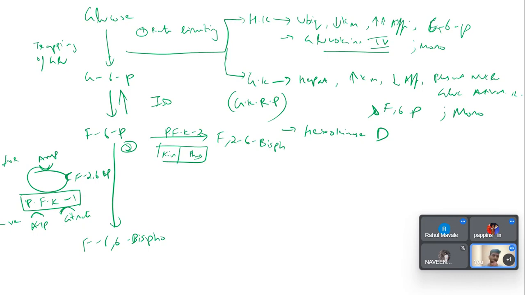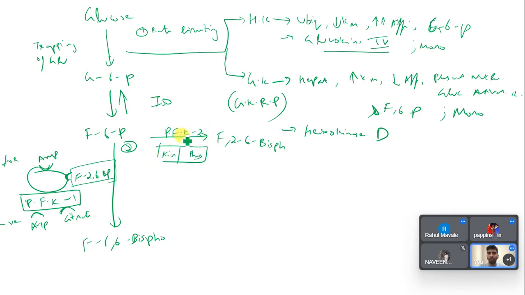Am I missing something here? No. And what is the strongest regulator of PFK1? It's fructose 2,6 bisphosphate. This is the strongest regulator of this enzyme, and this step is important, because it determines the rate of glycolysis. Okay, now next.